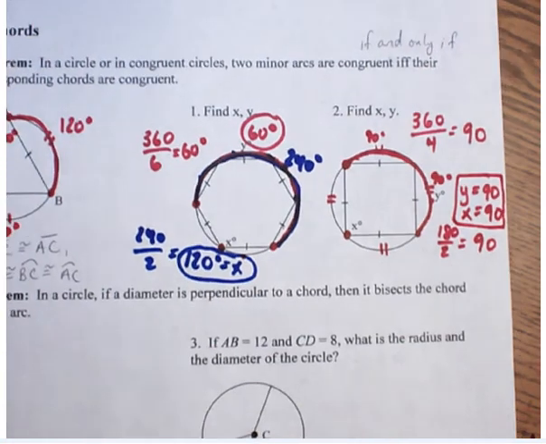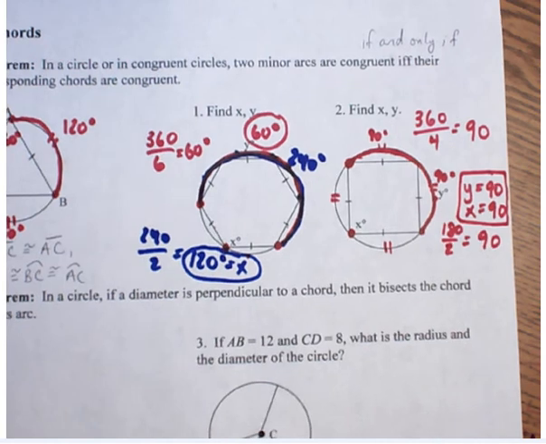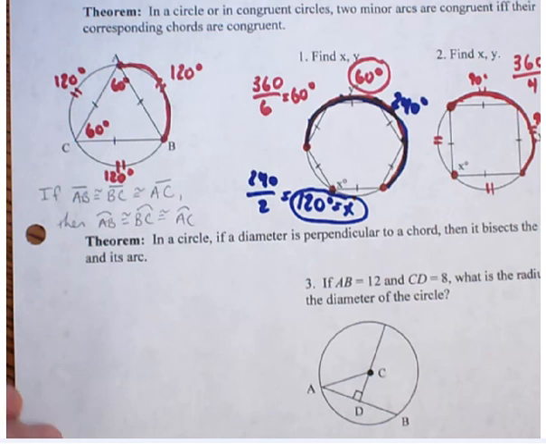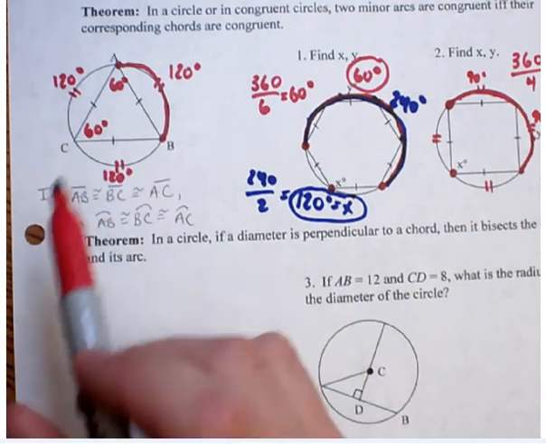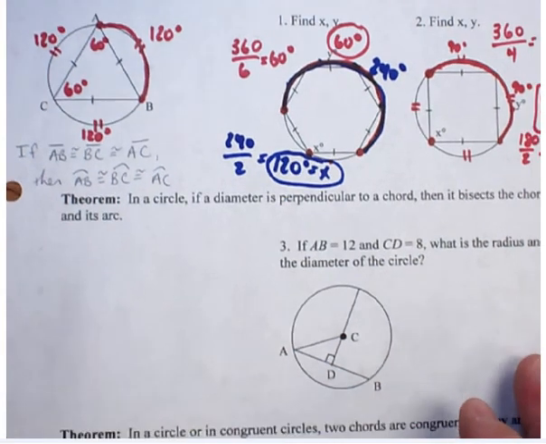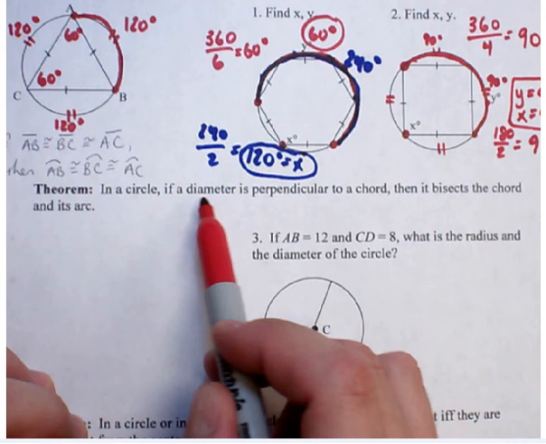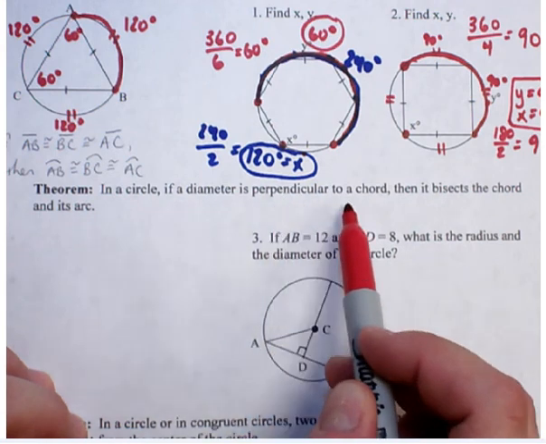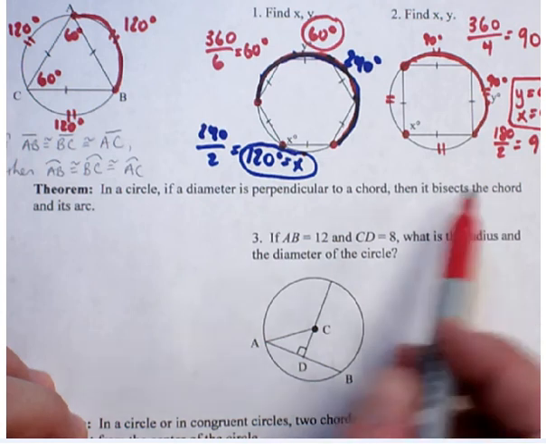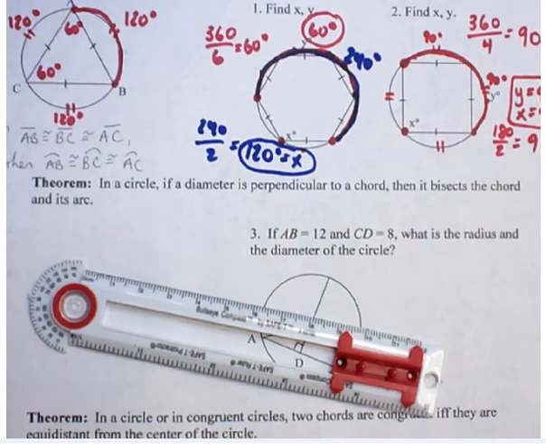Okay, so that's our first relationship. If the chords are congruent, the arcs are congruent. If the arcs are congruent, then the chords are congruent. It works both ways. All right, theorem number 2. In a circle, if a diameter is perpendicular to a chord, then it bisects the chord and its arc. Now this is where we're going to be using the compass.